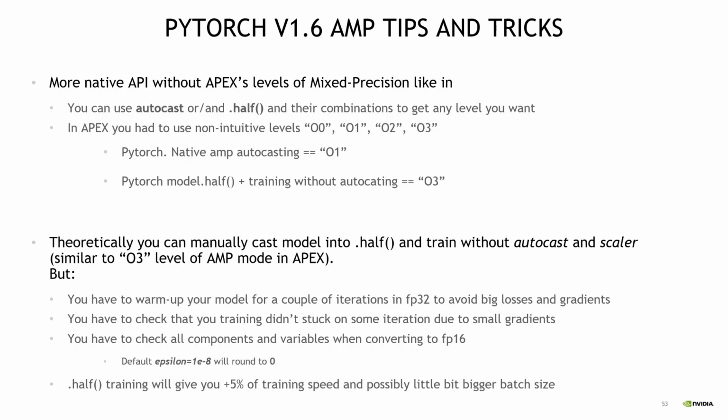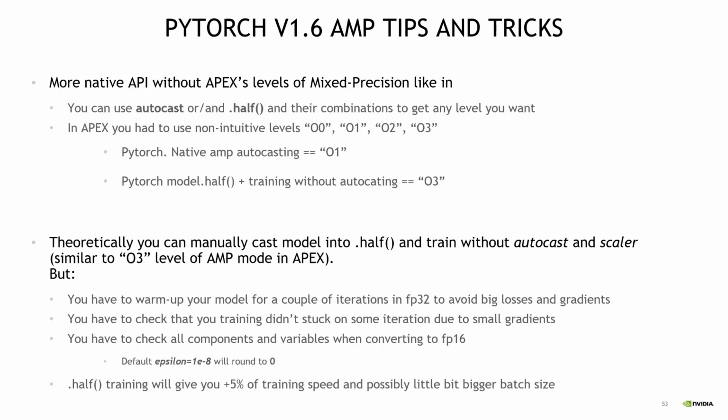In Apex, you have levels of AMP: O0, O1, O2, or O3. And main levels are O1 or O0. In O0 mode, mixed precision is turned off, and this is just regular FP32 training. In O1 mode, AMP is turned on with master weights and loss scaling, and this is standard mixed precision training with TensorCores, as we discussed before.